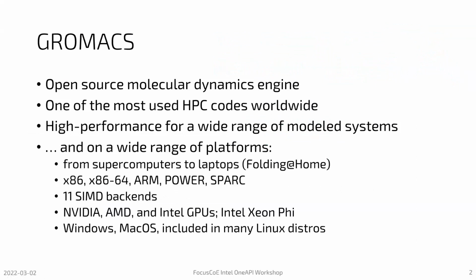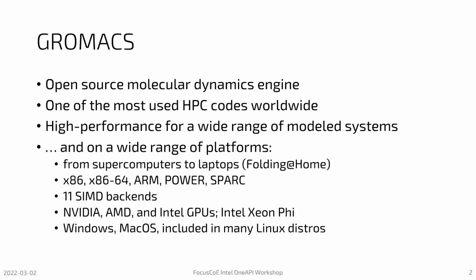GROMACS is a molecular dynamics engine. It's one of the most widely used HPC codes in the world, and by some estimates, it accounts for around 5% of supercomputer usage in the whole world. And GROMACS runs not only on supercomputers, it's also part of Folding@home, which is run on laptops of volunteers all over the world. It's run on desktops. GROMACS also, of course, is run by individual researchers on their workstations.